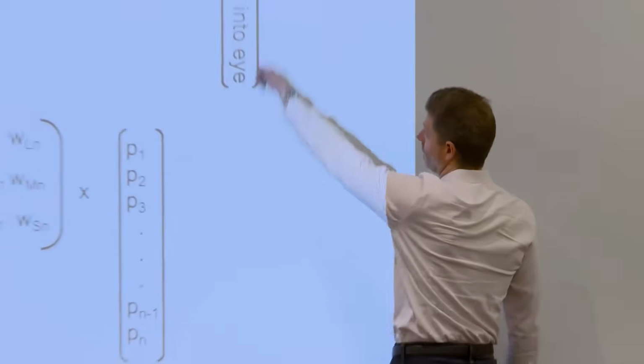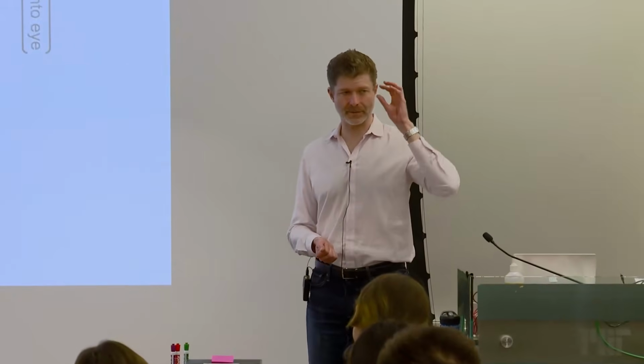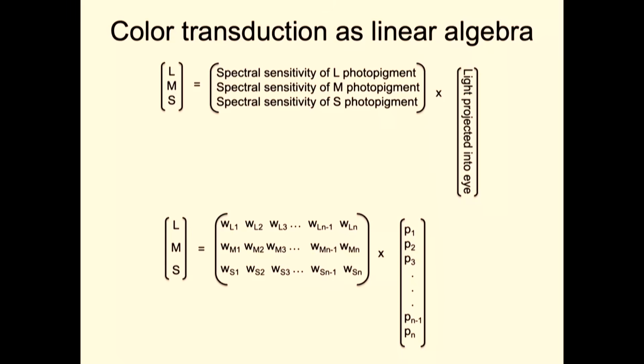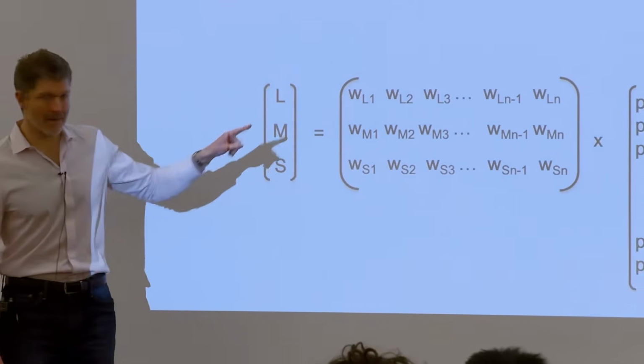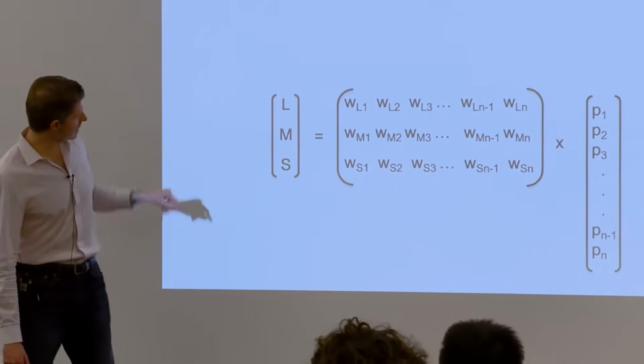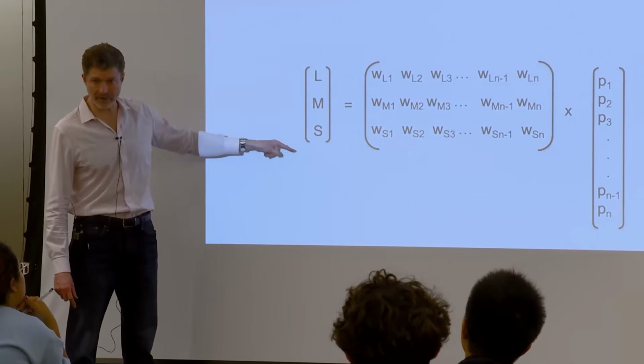Okay. So we've got the light that's projected into the eye. Think of that as a vector, a very long vector that tells you the power of the light at each different wavelength. And then you have 3 spectral sensitivity curves. Those are those curves that were plotted on the graph, right? So that tells you for every wavelength, what is the sensitivity of the L cone, the M cone, and the S cone. Okay. That vector gets multiplied by that matrix, and you get out a 3-dimensional vector, which gives you the response of the L cone, the M cone, and the S cone.